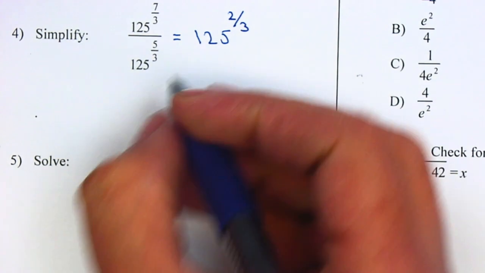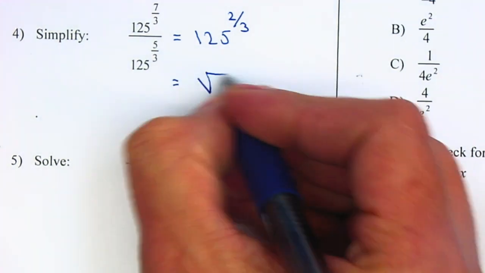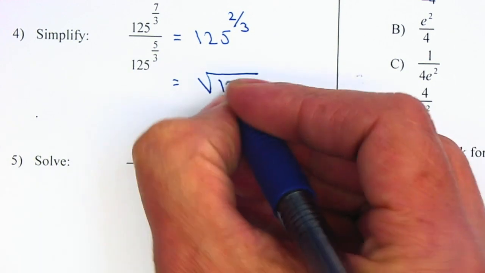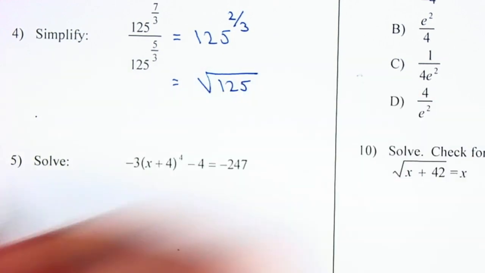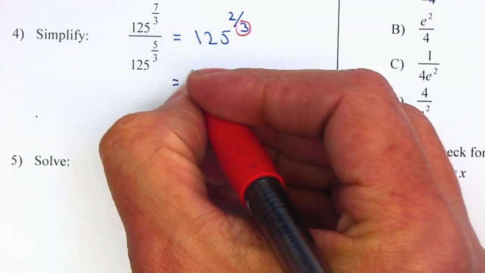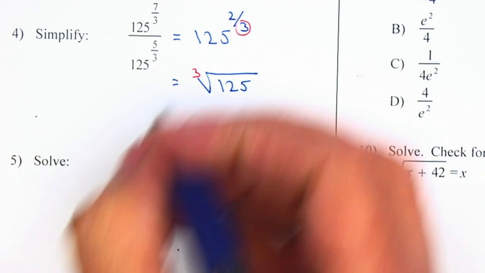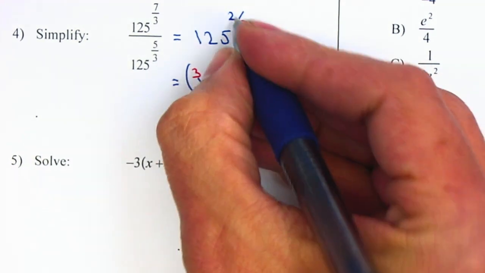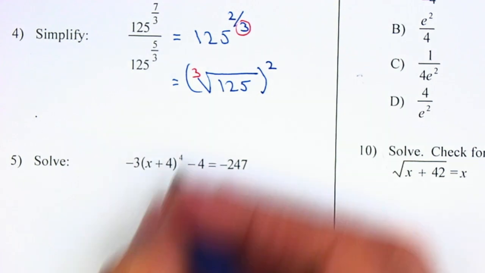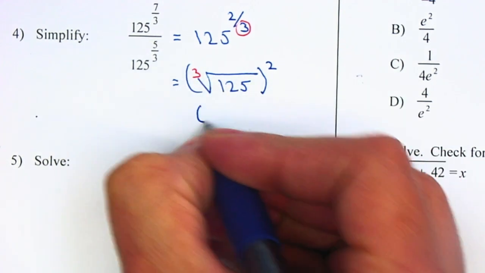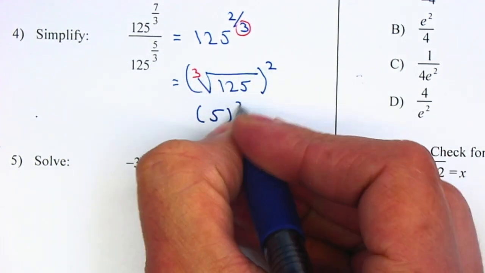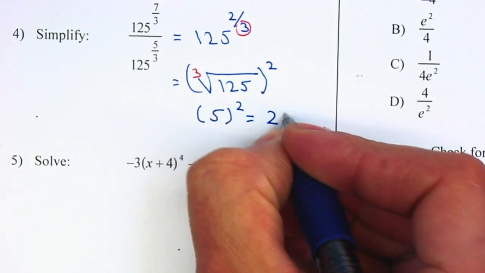Now I want to be able to rewrite it as a radical expression so I can simplify it. The 125 is inside. The 3 is the root, and we're going to raise it to the second power. The cube root of 125 is 5, to the second power is 25.